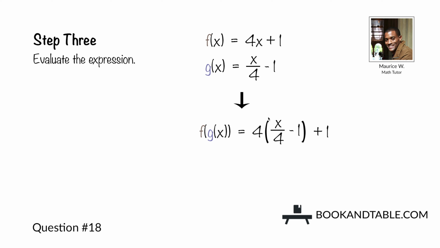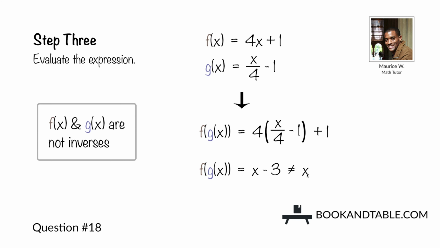When we distribute this 4 inside of the parentheses to these two terms, we get x, the 4 over 4 cancel each other out, leaving us with x. 4 times negative 1 is negative 4, and then we have plus 1. Negative 4 plus 1 is equal to negative 3. So we find that f of g of x is equal to x minus 3, and that does not equal x, which lets us know that f of x and g of x are not inverses. We do not need to test g of f of x, since f of g of x did not produce an outcome of x.